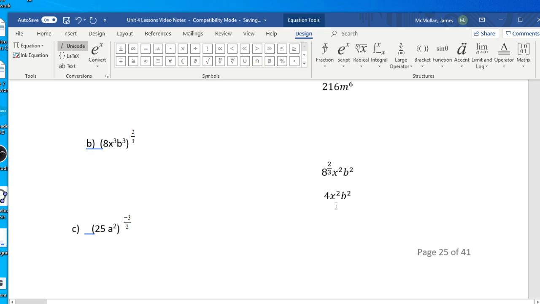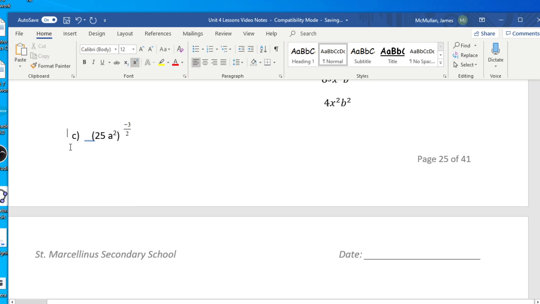Okay, so you end up with this. 4x squared b squared. 8 to the power of 2/3 is 4. X cubed to the power of 2/3 is just x squared, because you multiply them together and the 3's cancel. And the same thing with the b. Okay, so question C here.